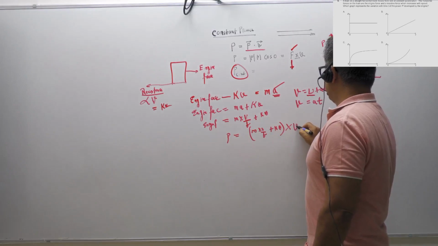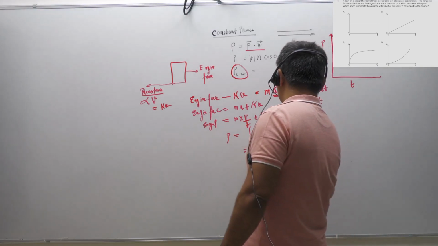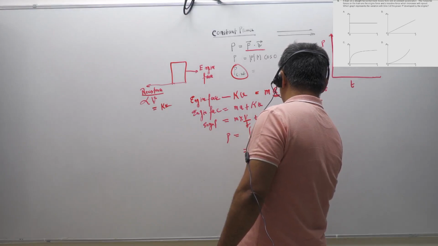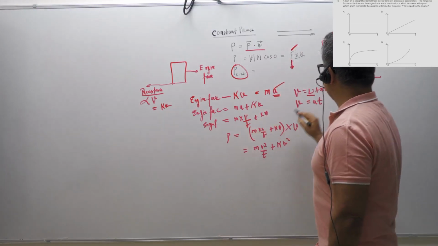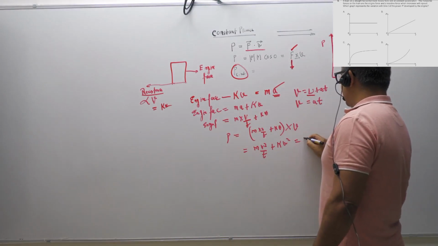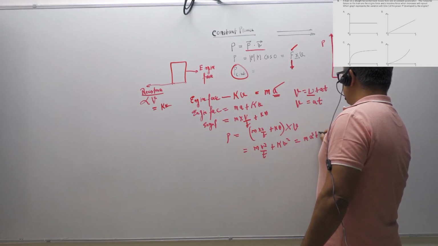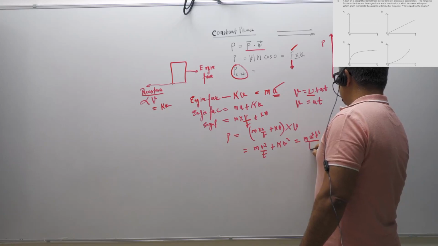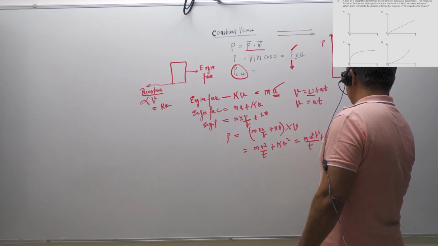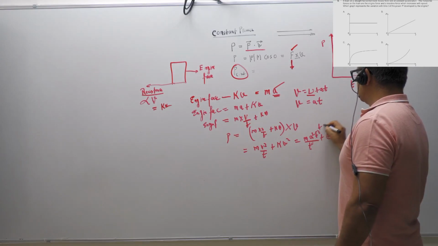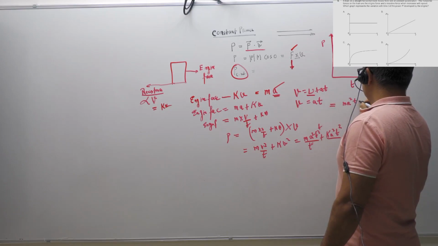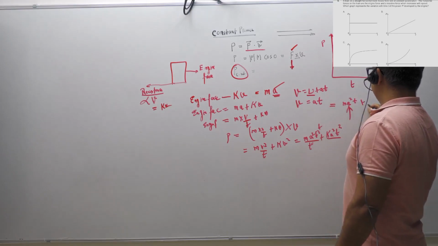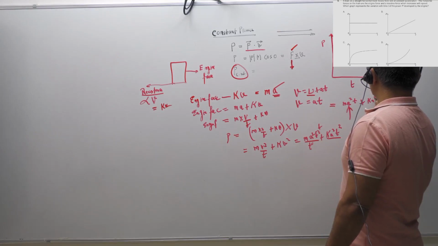So I multiply this with velocity and I get m v square by t plus k v square. I can convert v is equal to at, so I get m a square t square by t plus k a square t square. This t cancels, so I get my total power as m a square t, where a is a constant, plus k a square t square.